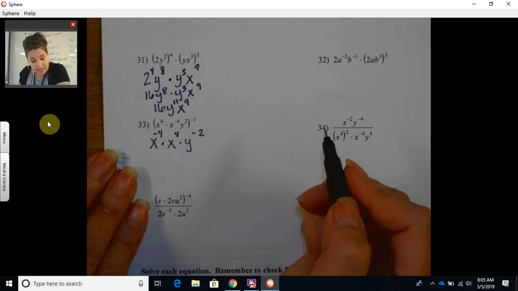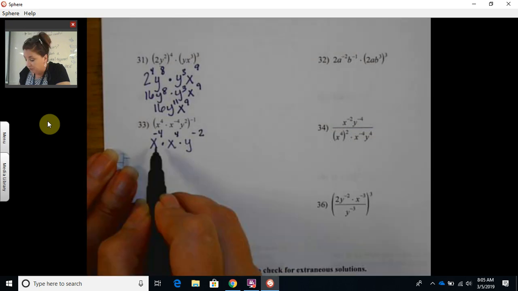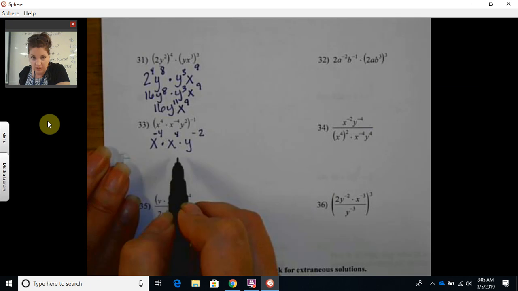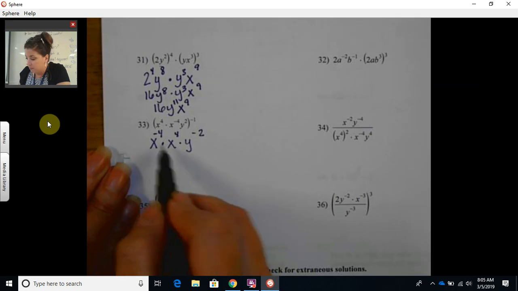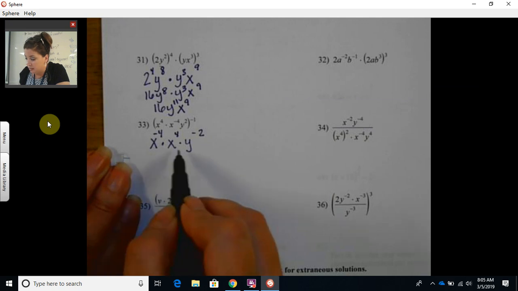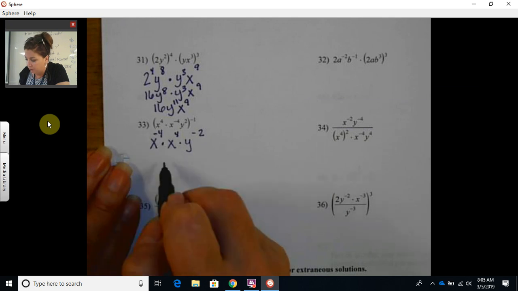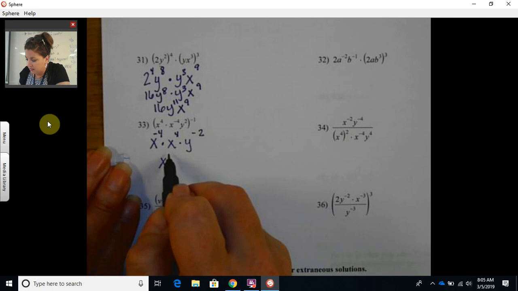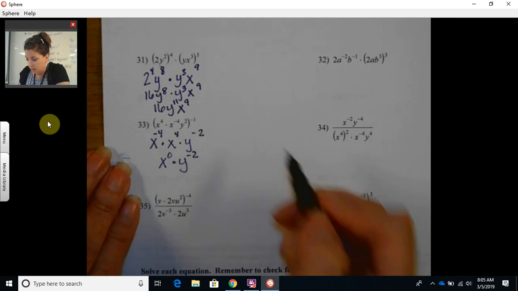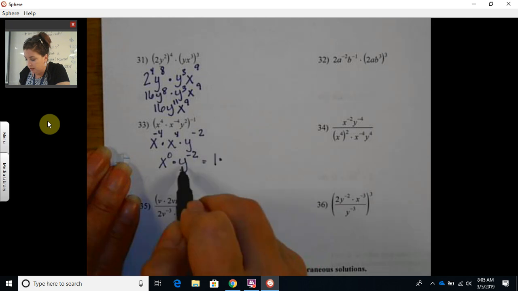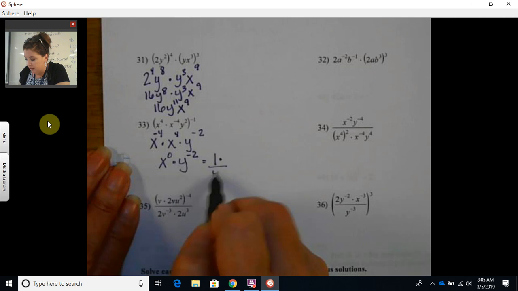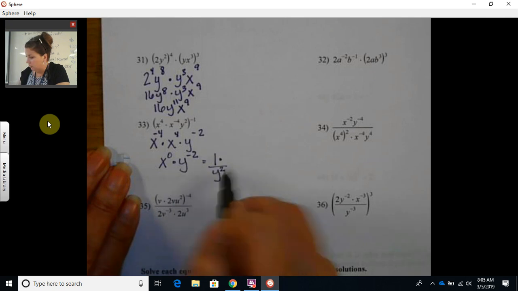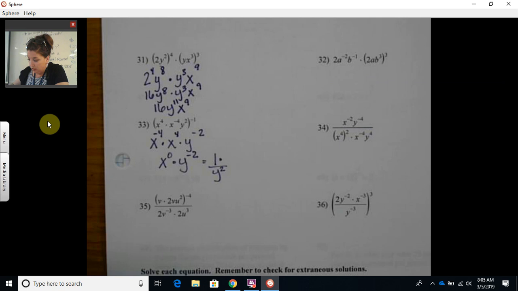Now, what I could do is go ahead and drop this x to the 4th down to the denominator. Or when I multiply like bases, don't I keep the base and add the exponents? Right? So I could do that as well. Well, what's negative 4 plus 4? 0. So that would be x to the 0, which is 1, right? So that turns into a 1. And what do I do with y to the negative 2? Drop it down. So I didn't need to write that little multiplication symbol. So my answer on that would just be 1 over y squared.